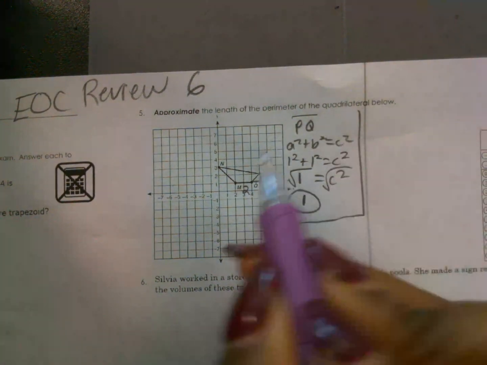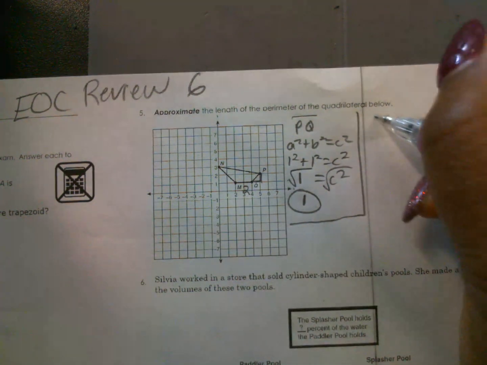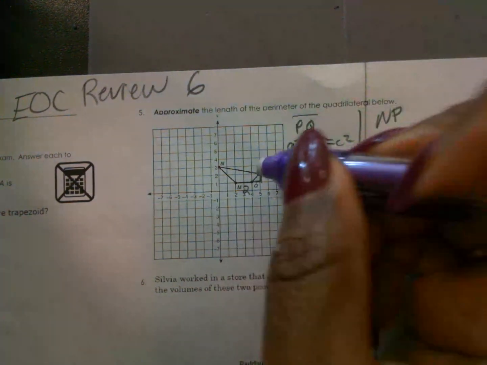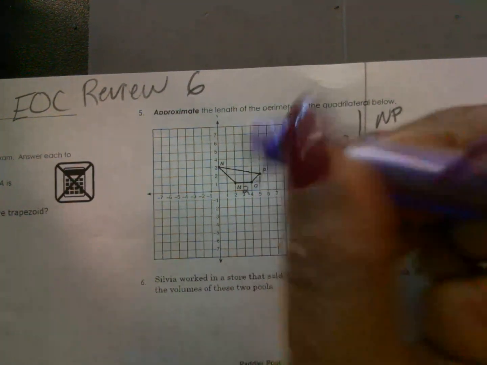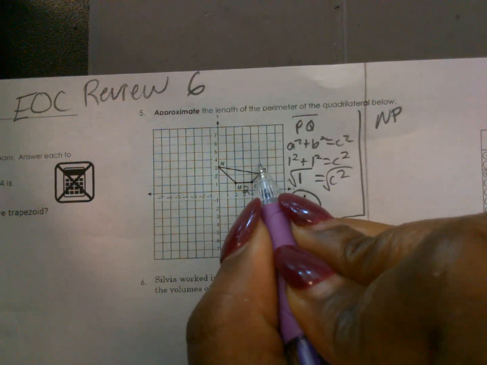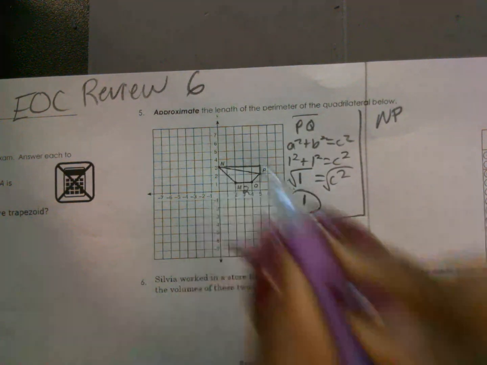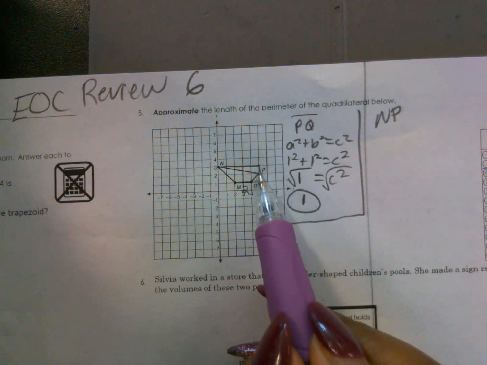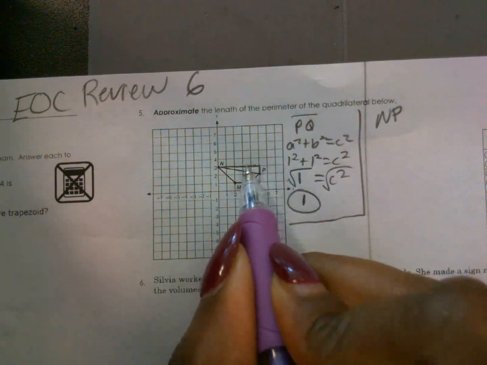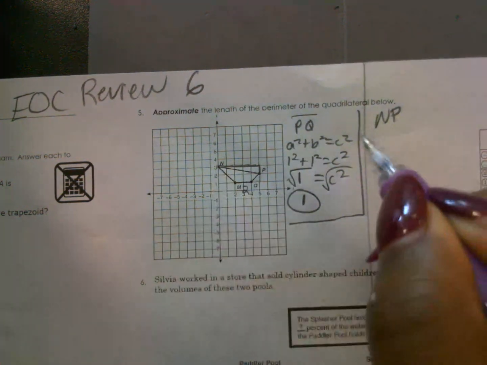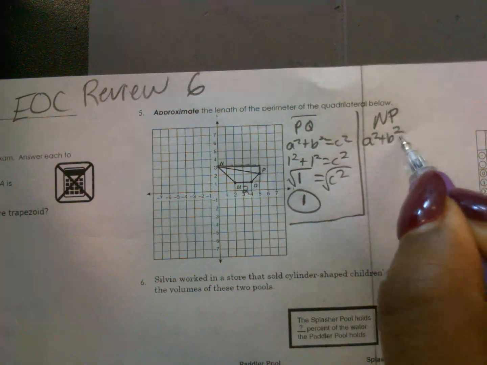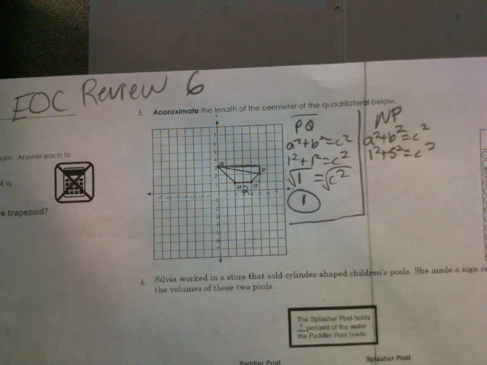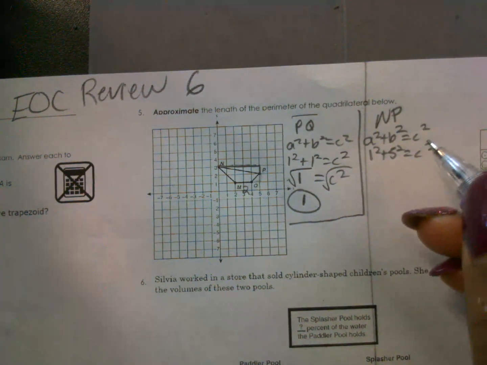So let's do the next one. This is NP. Okay. NP. So that's from here to here. So I'm going to erase this side so I don't have so much on my paper. So I'm going to create a right triangle here again, and I'm going to find the measurement of this slanted side. So this side is 1, and this side is 1, 2, 3, 4, 5. So I got a squared plus b squared equals c squared, and it's 1 squared plus 5 squared. All right, so what's 1 squared plus 5 squared?